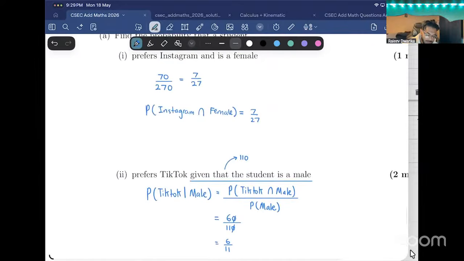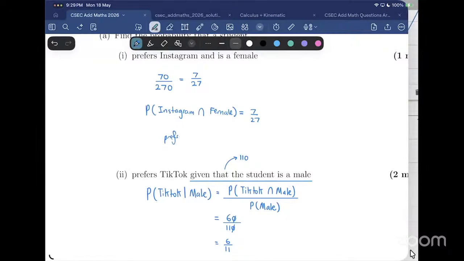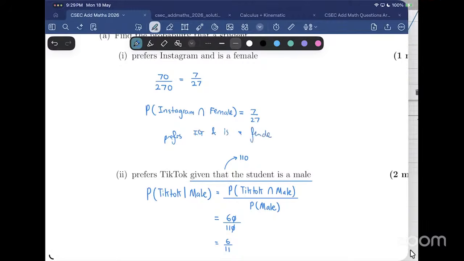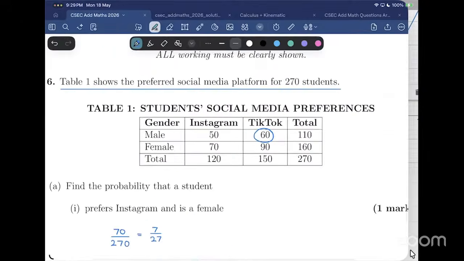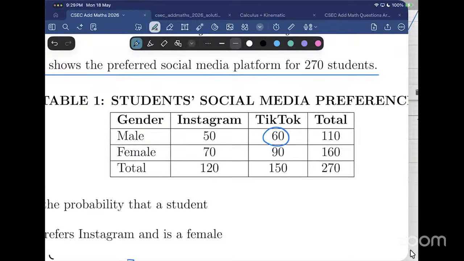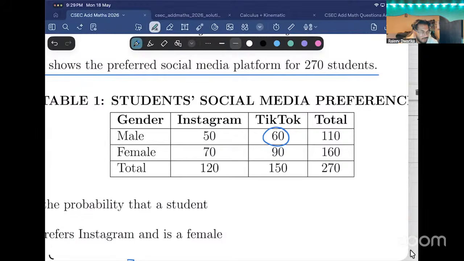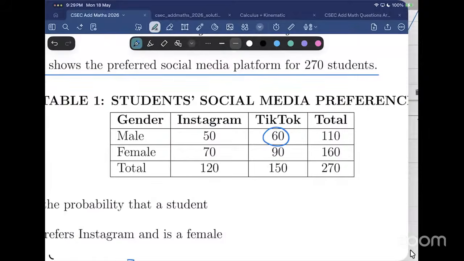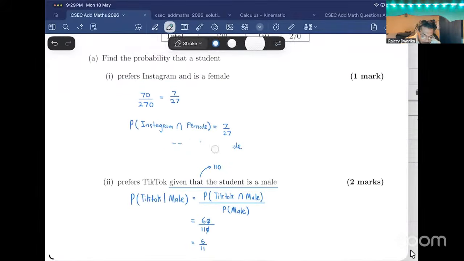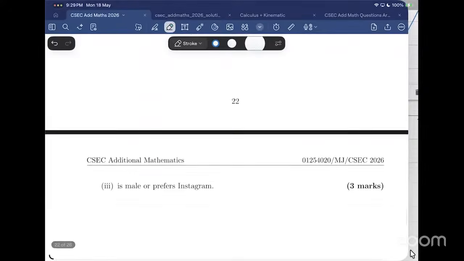Just to make sure you understand, if I tell you prefers IG and is a female, what will that be? So 90 divided by 160. Now, prefers IG and is a female. Wait, sorry, 70 divided by 160. Perfect. You're picking up things fast. That's good.